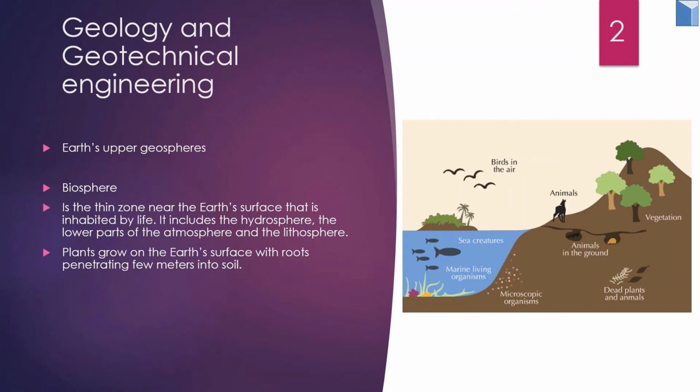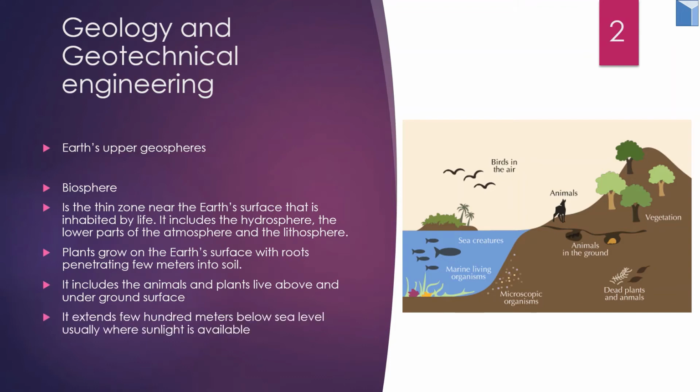The plants grow on the Earth's surface with roots penetrating a few meters below the surface. The biosphere includes animal and plant life above and under the groundwater, and it extends a few hundred meters below sea level, usually where sunlight is available.